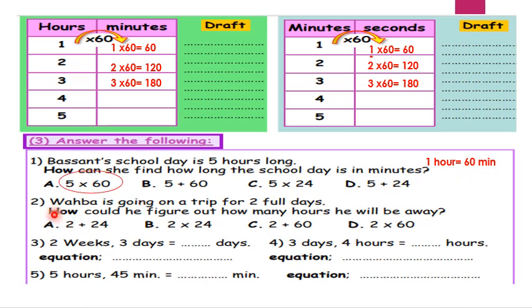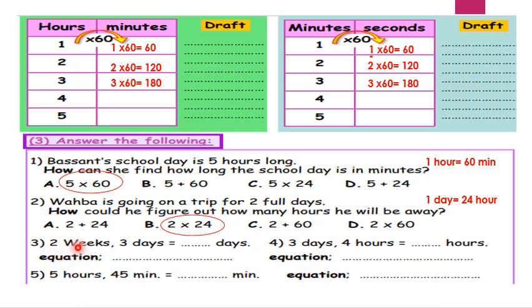Exercise number 2. Wahba is going on a trip for 2 full days. How could he figure out how many hours he will be away? How can we convert from days to hours? As we mentioned before, 1 day equals 24 hours. What about 2 days? 2 by 24. So it will be choice B.